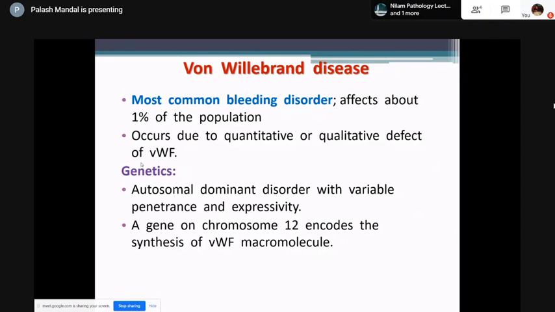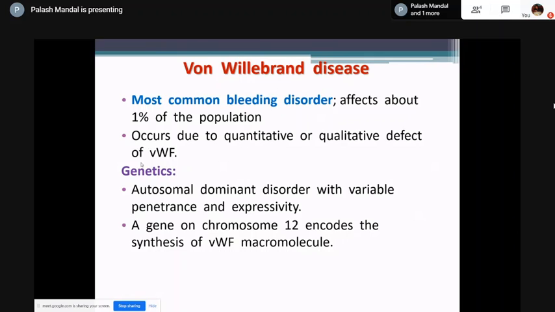It is the most common bleeding disorder, not the most important, but the most common, and affects 1% of the human population. So you can understand 1% means a large number, and it may occur due to both qualitative and quantitative defect of the von Willebrand factor, and it is an autosomal dominant disorder with variable penetrance and expressivity. It is this particular thing which makes it tricky, because though it's autosomal dominant, at times it is expressed vehemently, and at times it may not be expressed at all. That is the meaning of the term variable penetrance and expressivity.